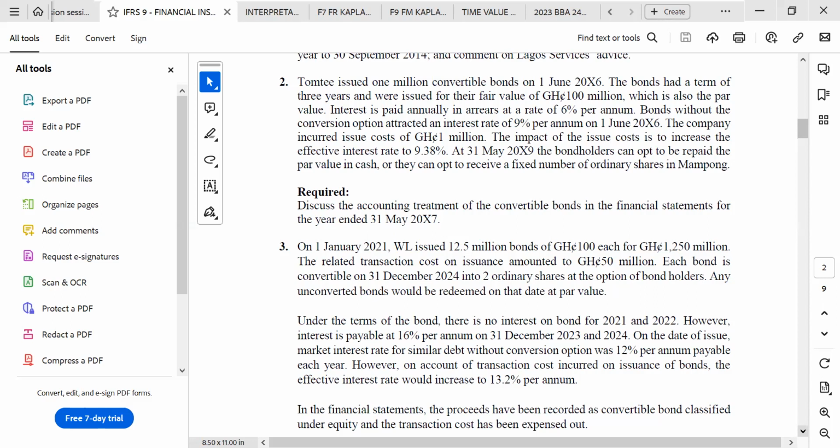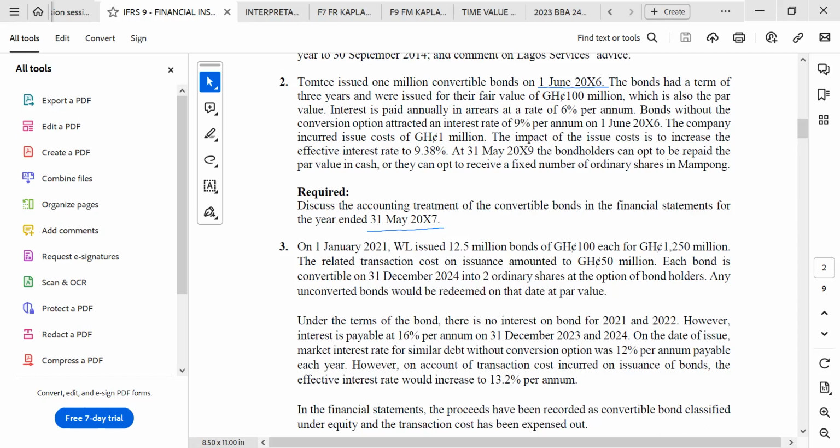Okay. So this one, the question you didn't see this one, but if you look at the date that the instrument was issued, 1st June, and the reporting date is 31st May. So it means that their reporting period is from June to May. Sometimes the question can tell you that their reporting period is this and this. They report up to 31st May. But sometimes you can use some of the things in the question to determine their reporting period.